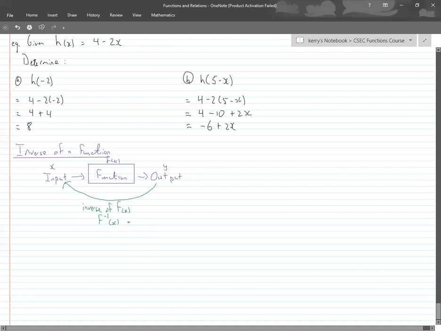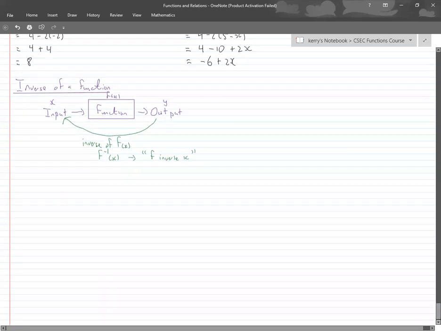Now, how do we read this? This is read as f inverse x, right? F inverse x. So sometimes it's f inverse of x, right? But f inverse x, this is how we read it. So you're not going to say f minus 1 x or f to the -1 of x. It is f inverse x. And what we are using it for is to find the input when the output is given.